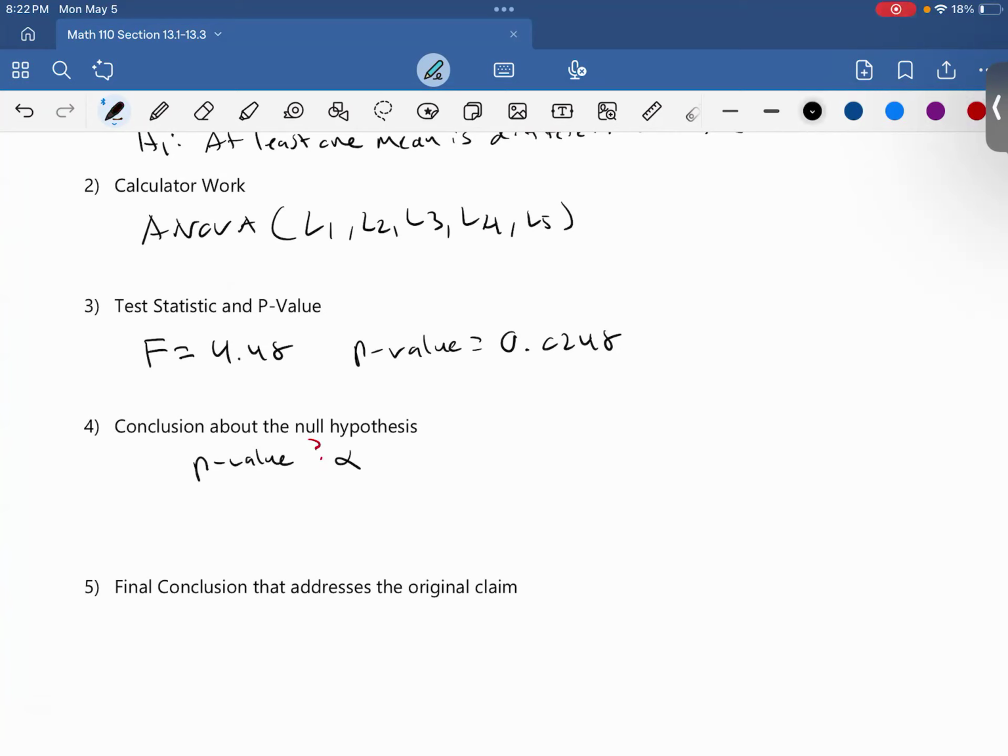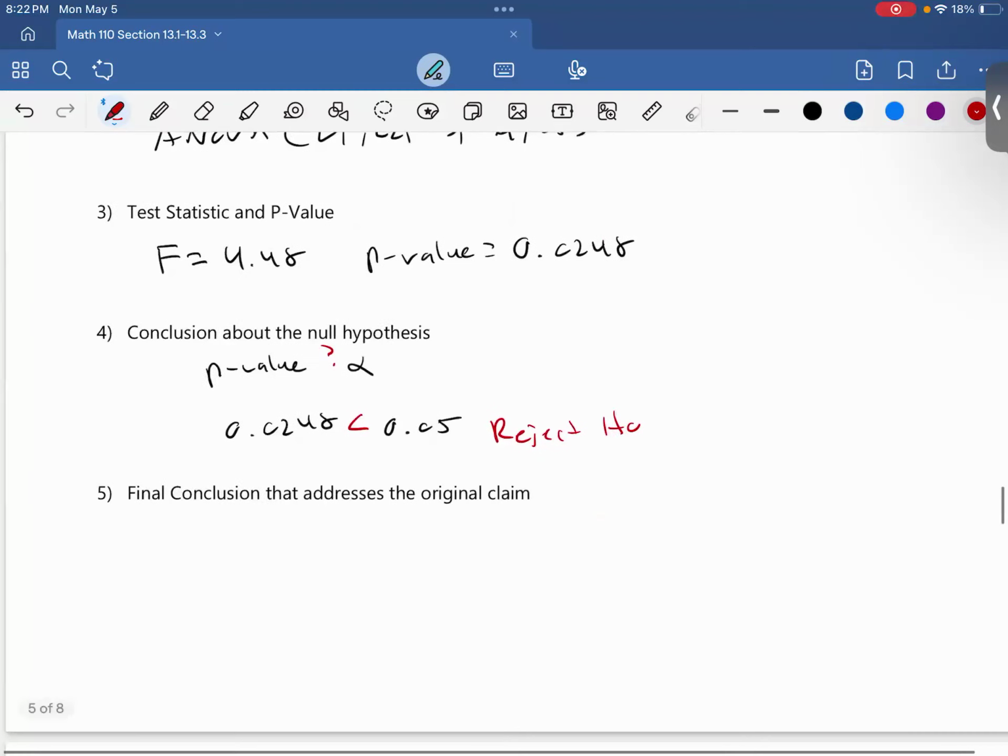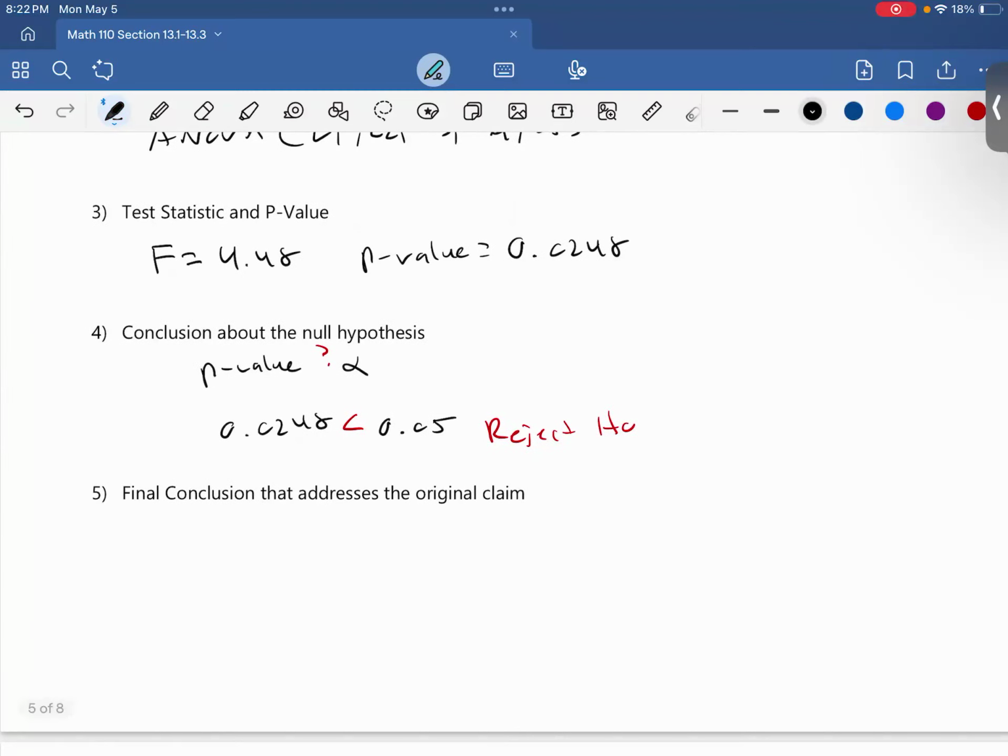So our p-value was 0.0248. Our alpha was 0.05 that they gave us. And our alpha is bigger, so that means we reject the null. So what that means is we have equality in the claim and we reject the null.